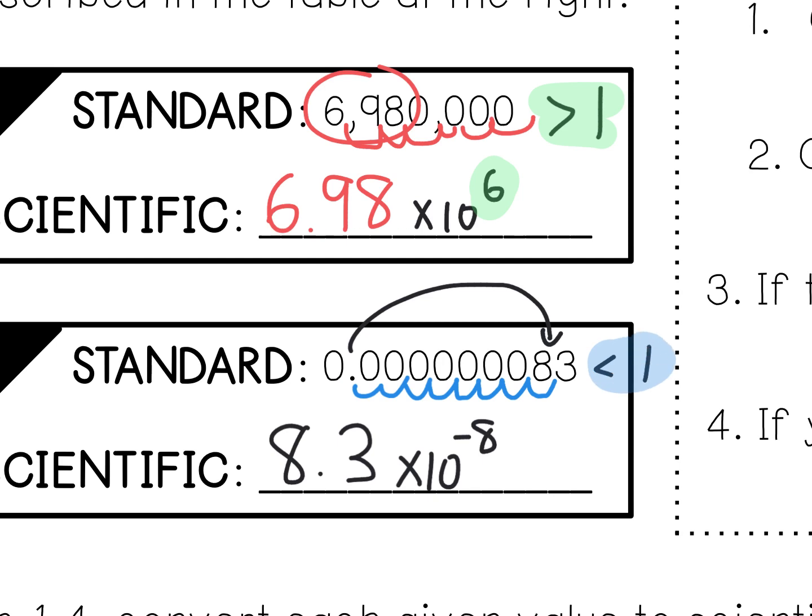So this thing is smaller than 1, so it's got to be negative. Wait, are we supposed to solve the times 10 to the power? Nope. I was just doing that to show you why it works. Okay.